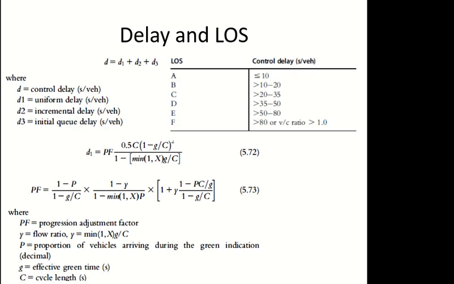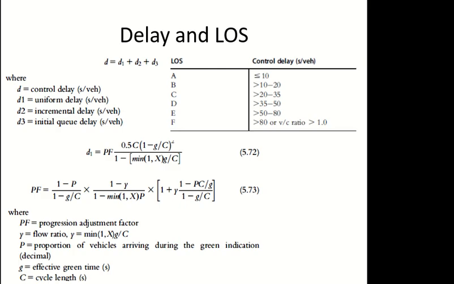Once you have done that, the level of service for a signal depends upon its delay. Okay, so this is the relationship between delay and level of service. And how do we get this value? This value is a combination of 3 factors. D is the control delay, D1 is uniform delay, D2 is incremental delay, and D3 is initial Q delay.